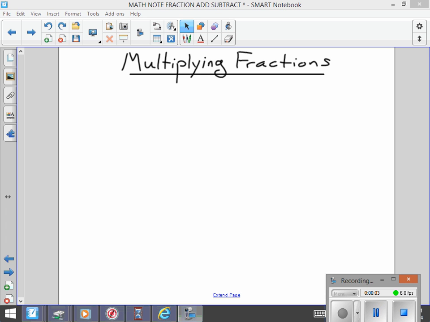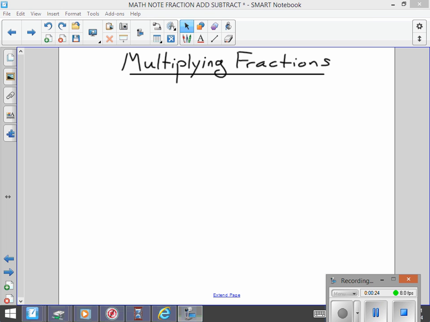I'm going to have a quick video here about multiplying and dividing fractions. So let's get into it. Multiplying fractions. The idea about multiplying is you're usually going to make the number bigger, right? But again, we're working with fractions. So these aren't whole numbers usually, which means our numbers are usually going to get smaller.